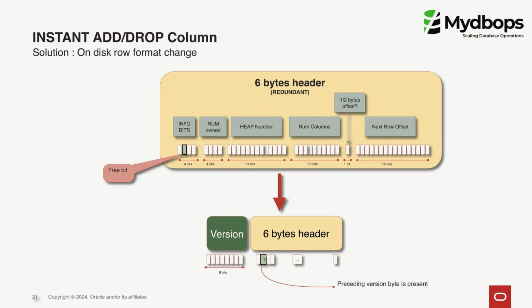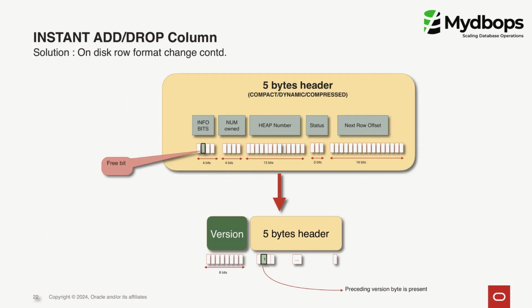This is the 6-byte header for the redundant row format. It has multiple pieces of information, and the last one is the info bits. In the info bits, the green one is a free bit which was available. It was not being used. So we used it to indicate whether this particular row on the disk has a version stamped on it. If this bit is 1, that means there is 1 byte of version information available on the disk.